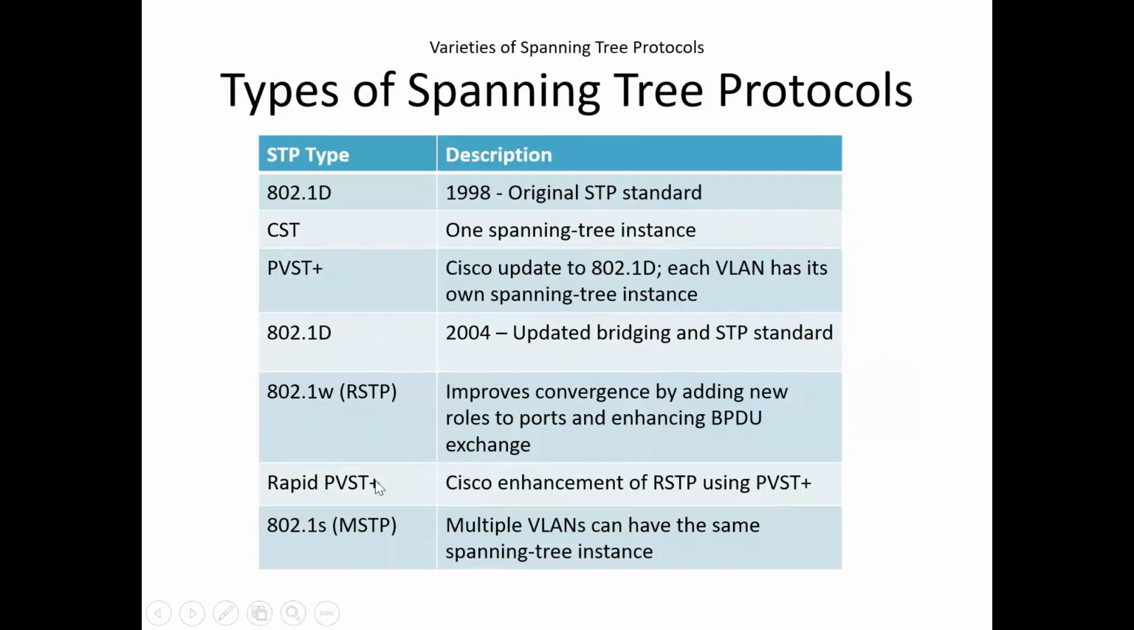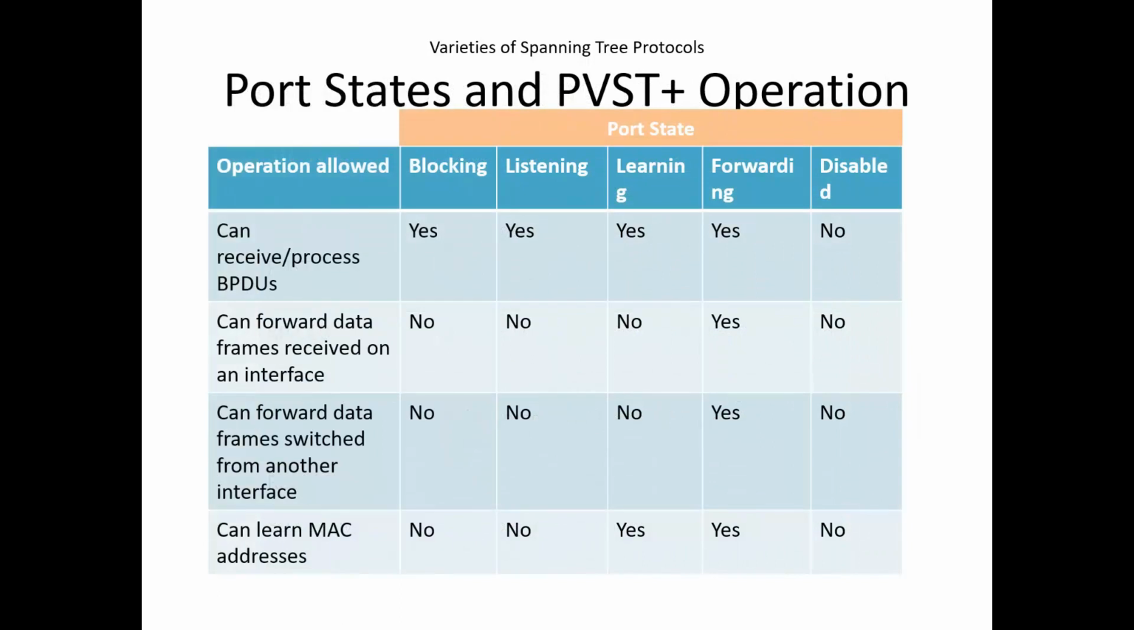In Rapid PVST plus, the convergence is faster as compared to PVST plus. Convergence means the determination of the blocking port, alternate port, or the designated port, deciding on the root bridge, everything will be done faster as compared to PVST plus. If we look at MST, multiple VLANs can have the same spanning tree instance. So VLAN 10, 20, they can have the same spanning tree instance. So these theoretical concepts were seen, and today we will be looking at Rapid PVST and PVST configuration.